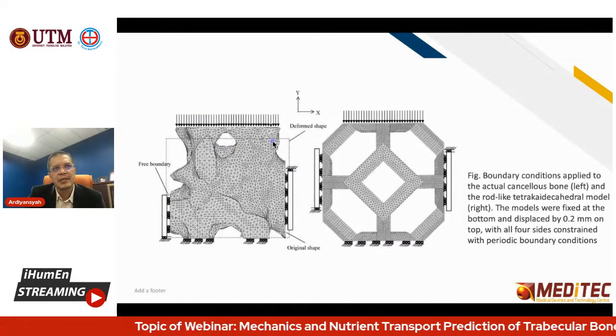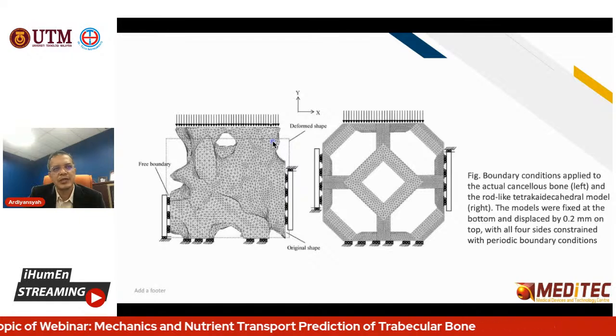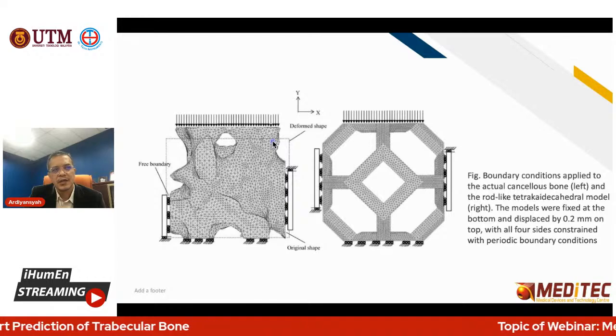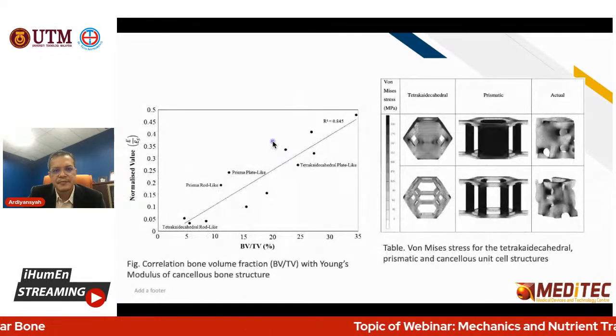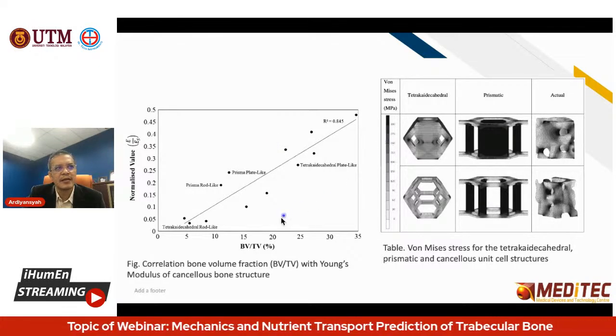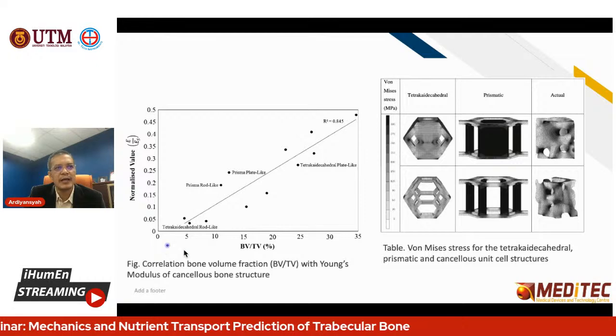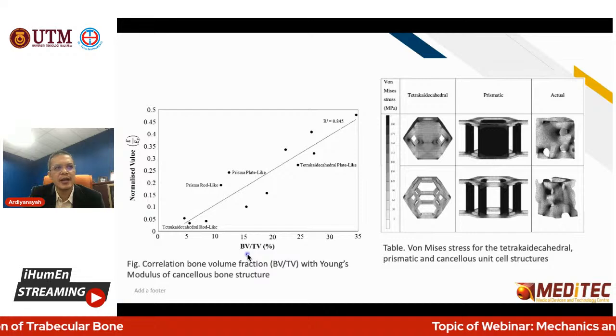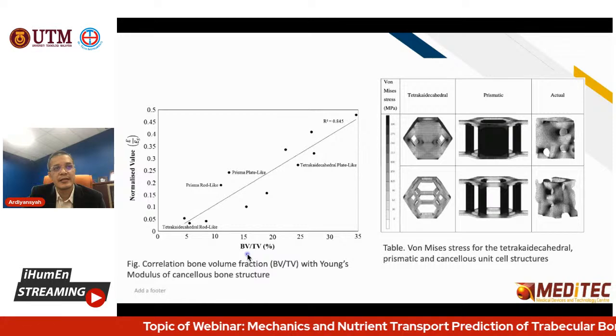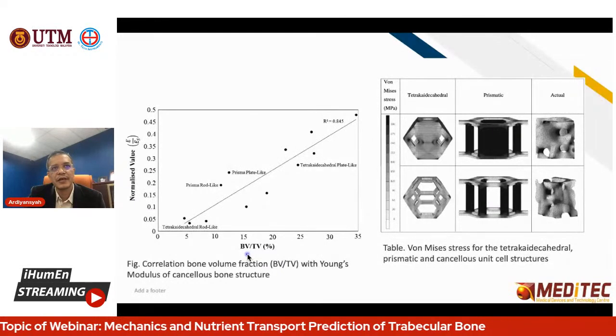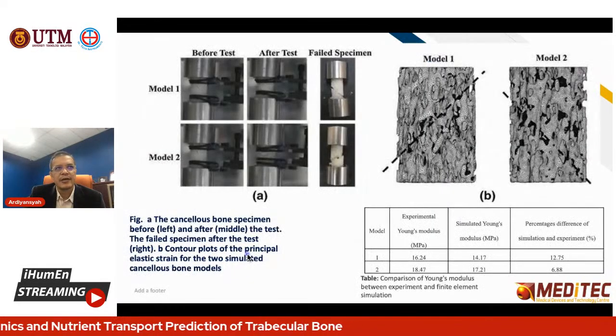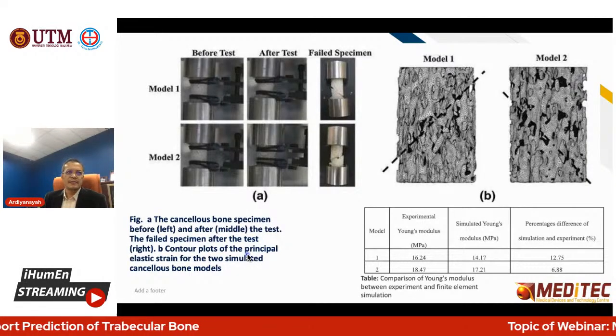We use periodic boundary conditions to analyze the unit cell and predict the bulk of the cancellous bone. This is one example. From the analysis, we then normalize between the volume fractions, and look at the relationship between volume fraction and the strength of the unit cell of cancellous bone and other structures. This one we can also test.